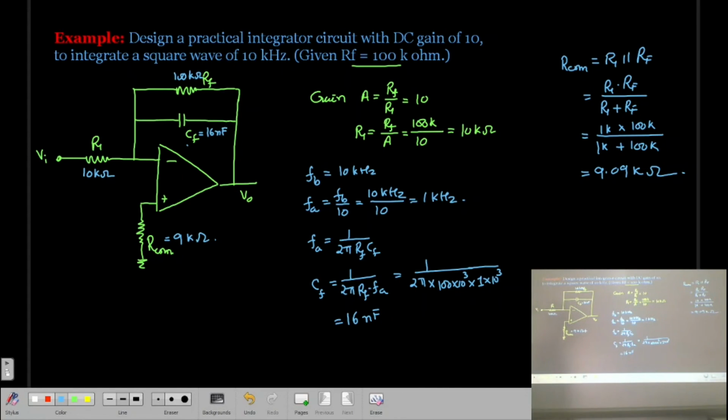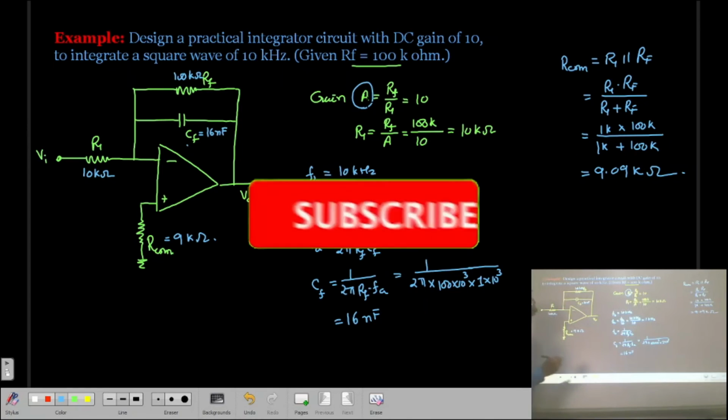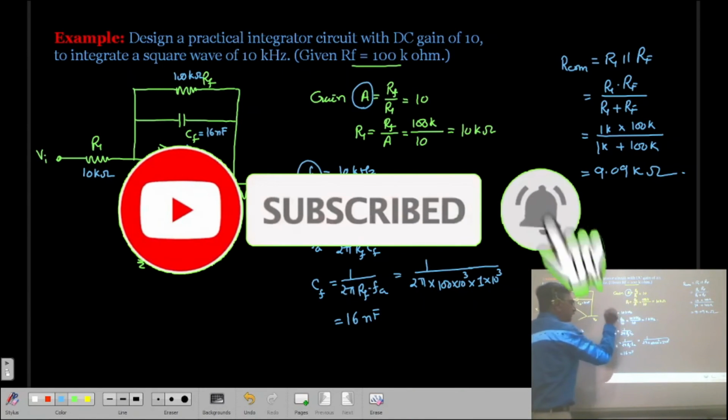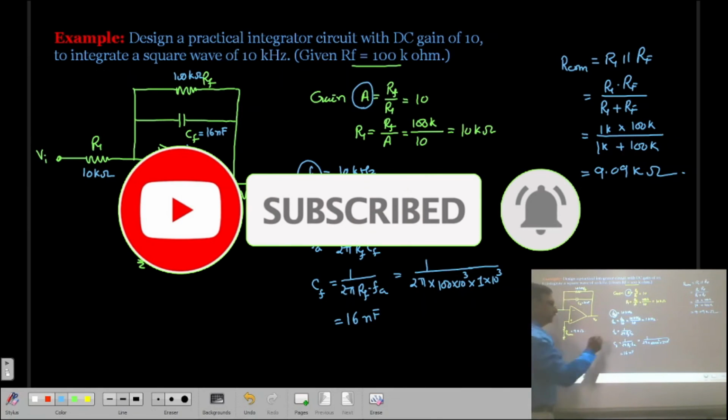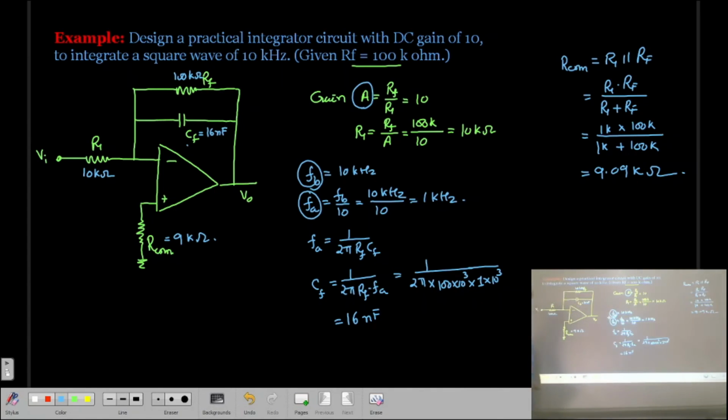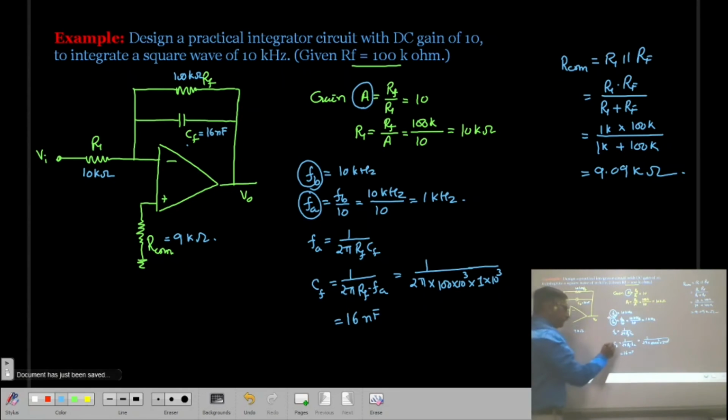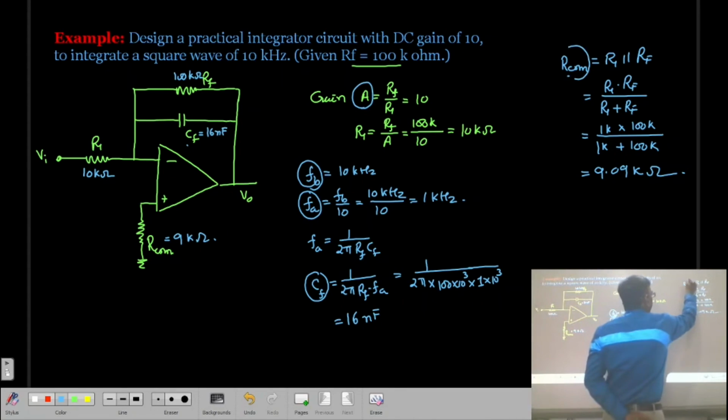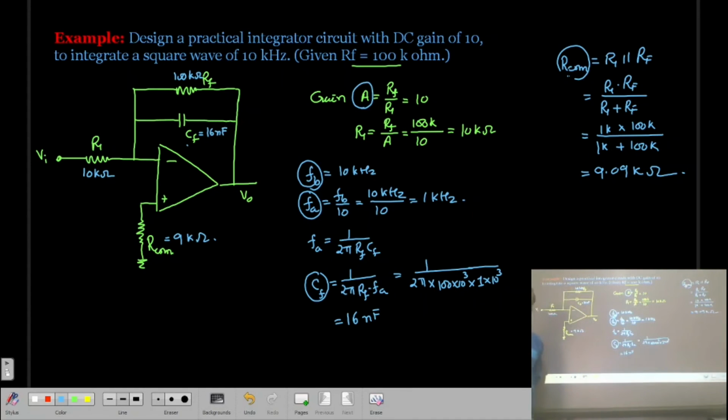So in this way you can design the practical integrator circuit. So what are the steps? First, you take the formula for the gain. Then you decide what is my FB. From there you calculate the corner frequency FA, and from there you can find out the capacitance value CF. And finally, you have to calculate the value of the compensation resistance. So in this way, you can design the integrator circuit.